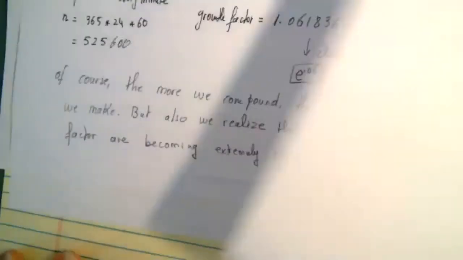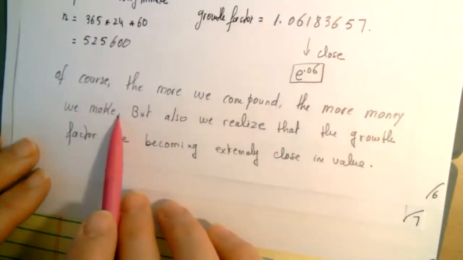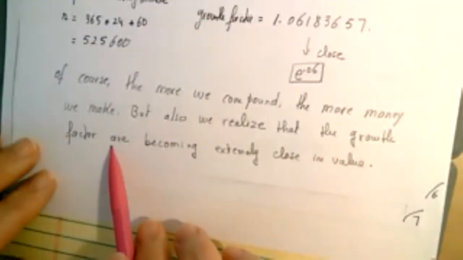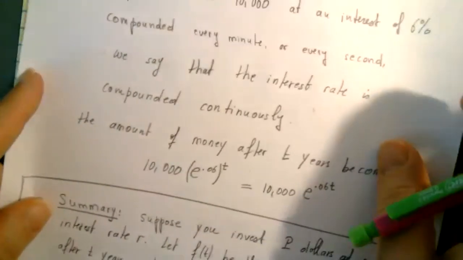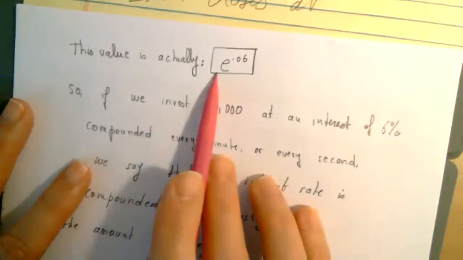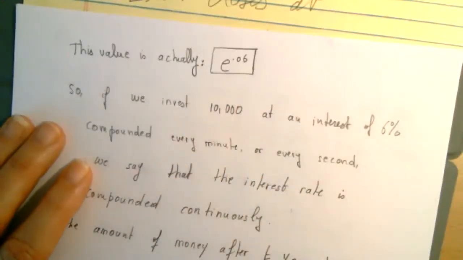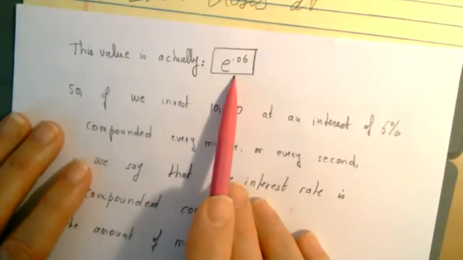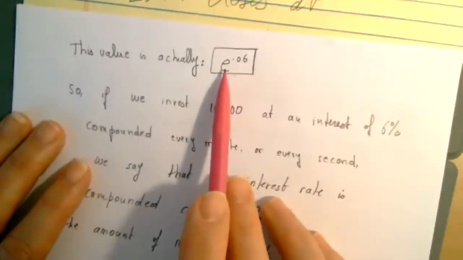So now I'll go back to my notes. Of course, the more we compound, the more money we make. But we also realize that the growth factor is becoming extremely close in value. And the question is, what is this number? The value is actually e to the 0.06. That's the maximum growth factor possible. It means if you keep compounding as much as you want, you won't get a growth factor more than that. Your money will not grow by a factor larger than e to the 0.06.